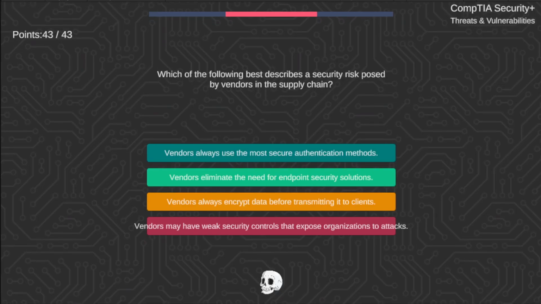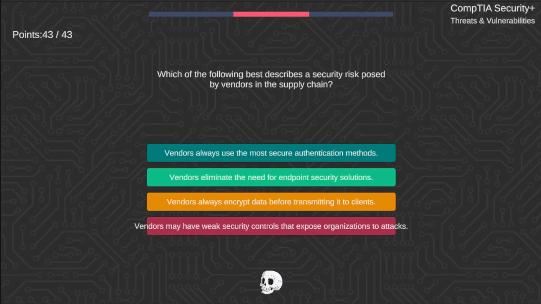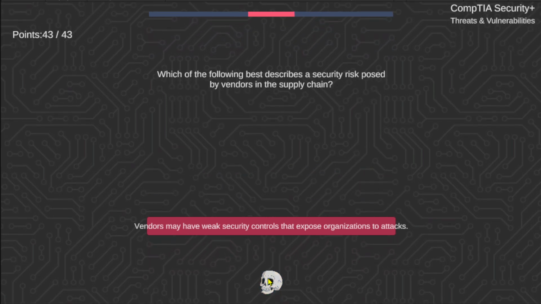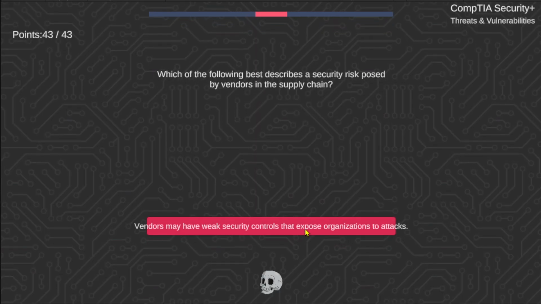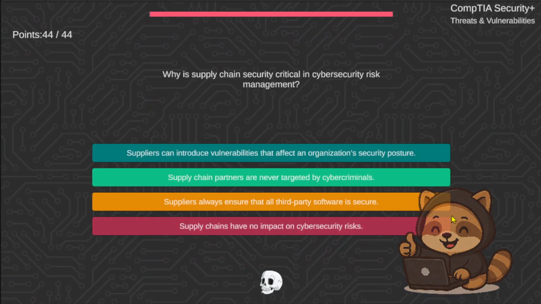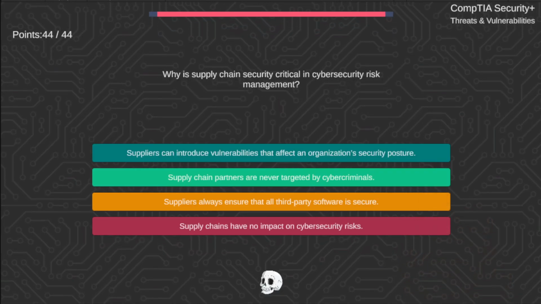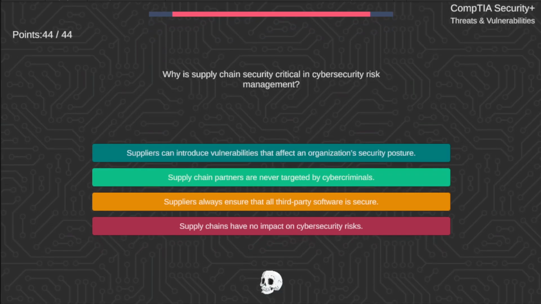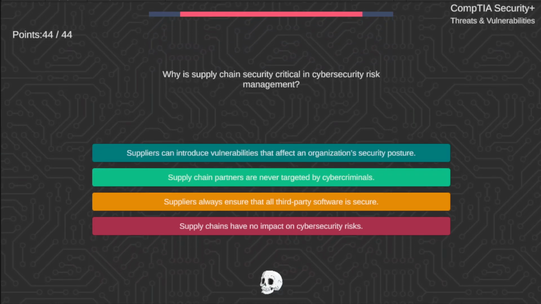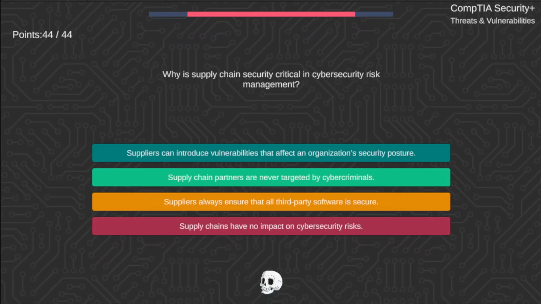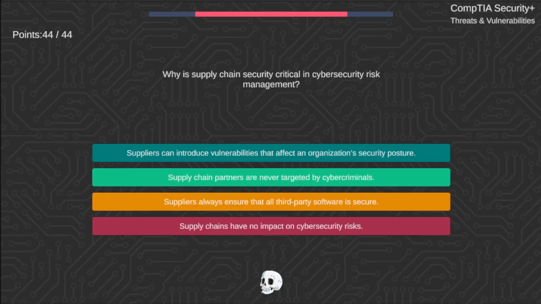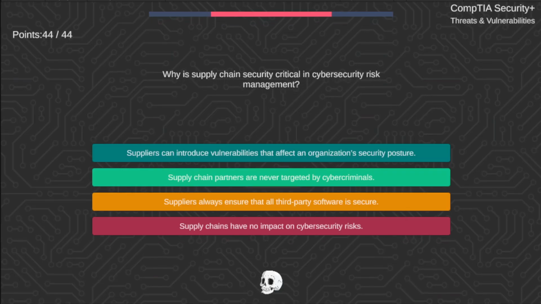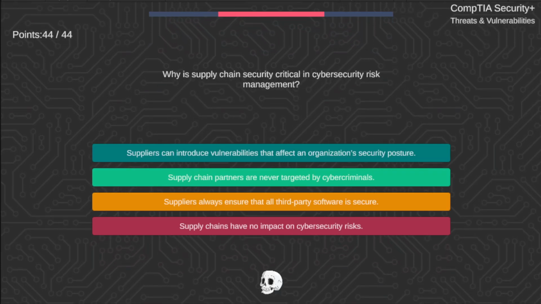Best describes a security risk posed by vendors in the supply chain. Correct answer is vendors may have weak security controls that expose organizations to attacks. Why is supply chain security critical in cybersecurity risk management? Suppliers can introduce vulnerabilities that affect an organization's security posture. Supply chain partners are never targeted by cyber criminals. Suppliers always ensure that all third-party software is secure, or supply chains have no impact on security risks.